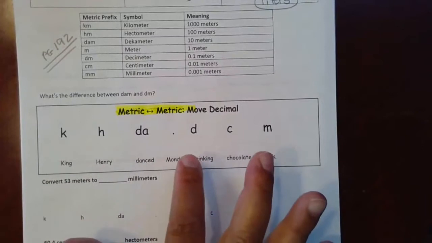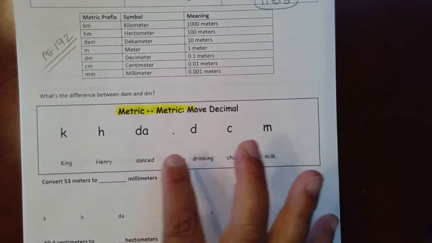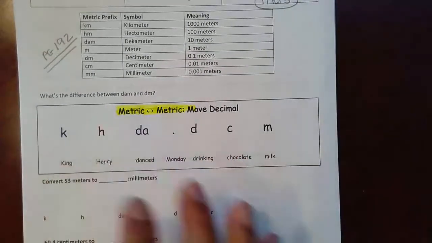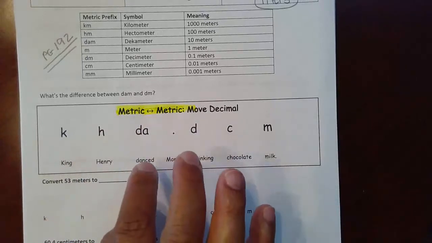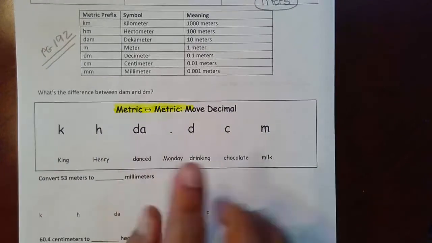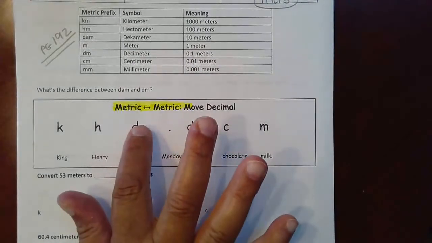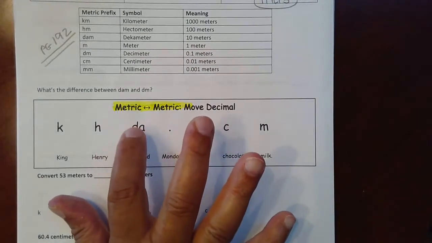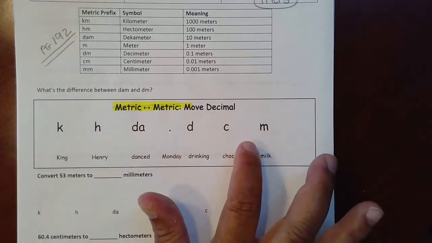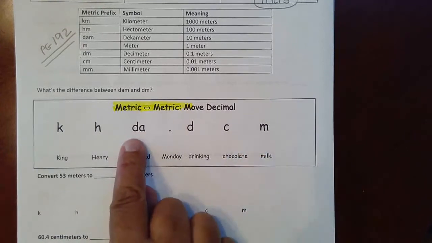King Henry danced Monday. Some people say King Henry died Monday. The saying sometimes goes like that. King Henry danced Monday drinking chocolate milk. So K is for King, H is for Henry, and so forth. The reason a lot of people use the word danced is because there are two things that start with a D here. The DA in danced will remind you that this is decameters. And remember, you can use all of these letters for things other than meters. It could be grams. It could also be liters. But it's going to start with a DA.